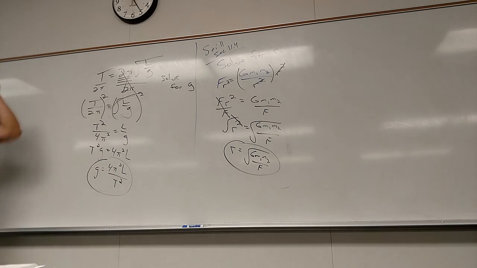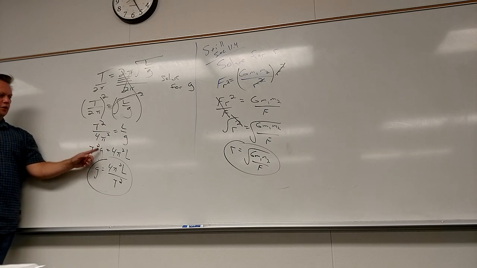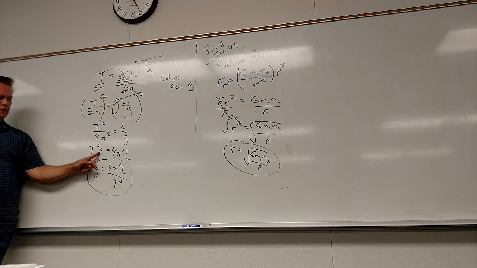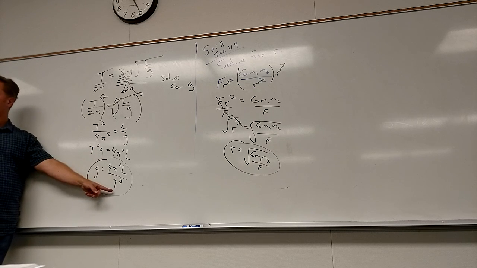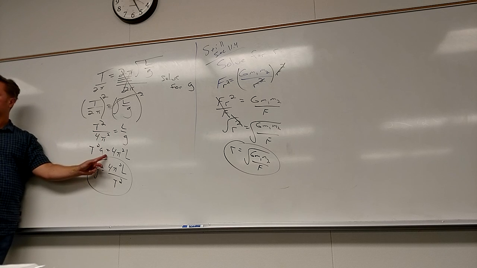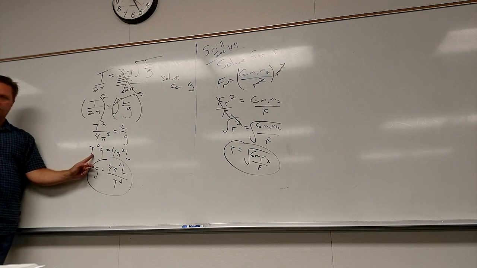Wait, what happened? That's so weird. So G times T squared equals 4 pi squared times L. Why is the G not by itself? Divide by the T squared. All right, cross multiply right here, bam, bam, bam. Okay. And then divide by the stuff you don't want.